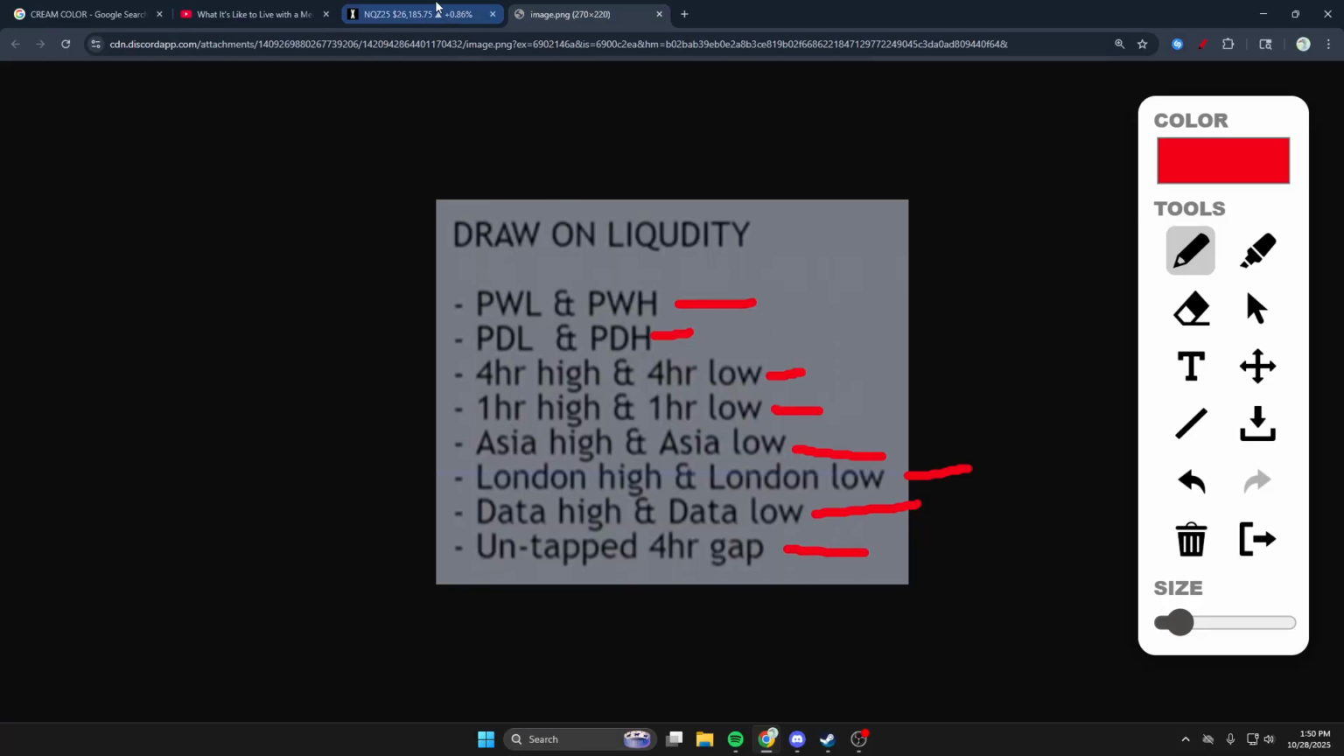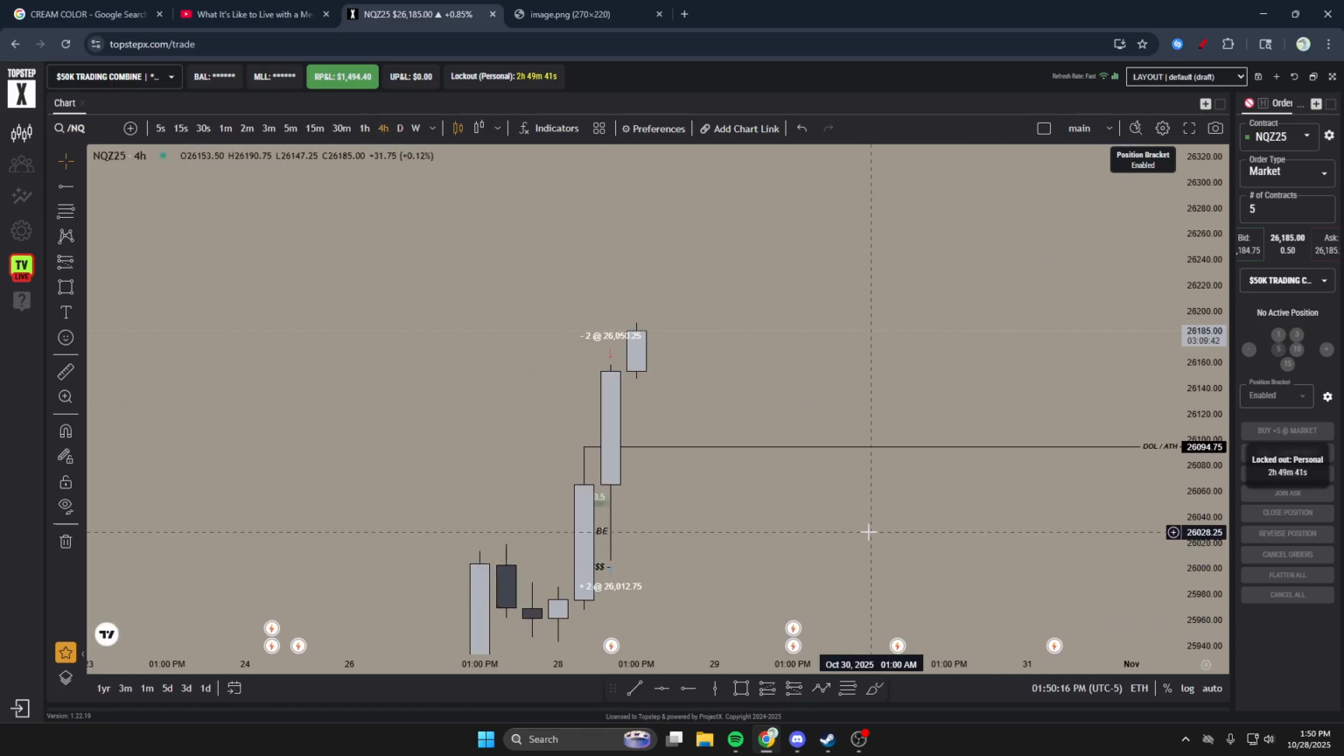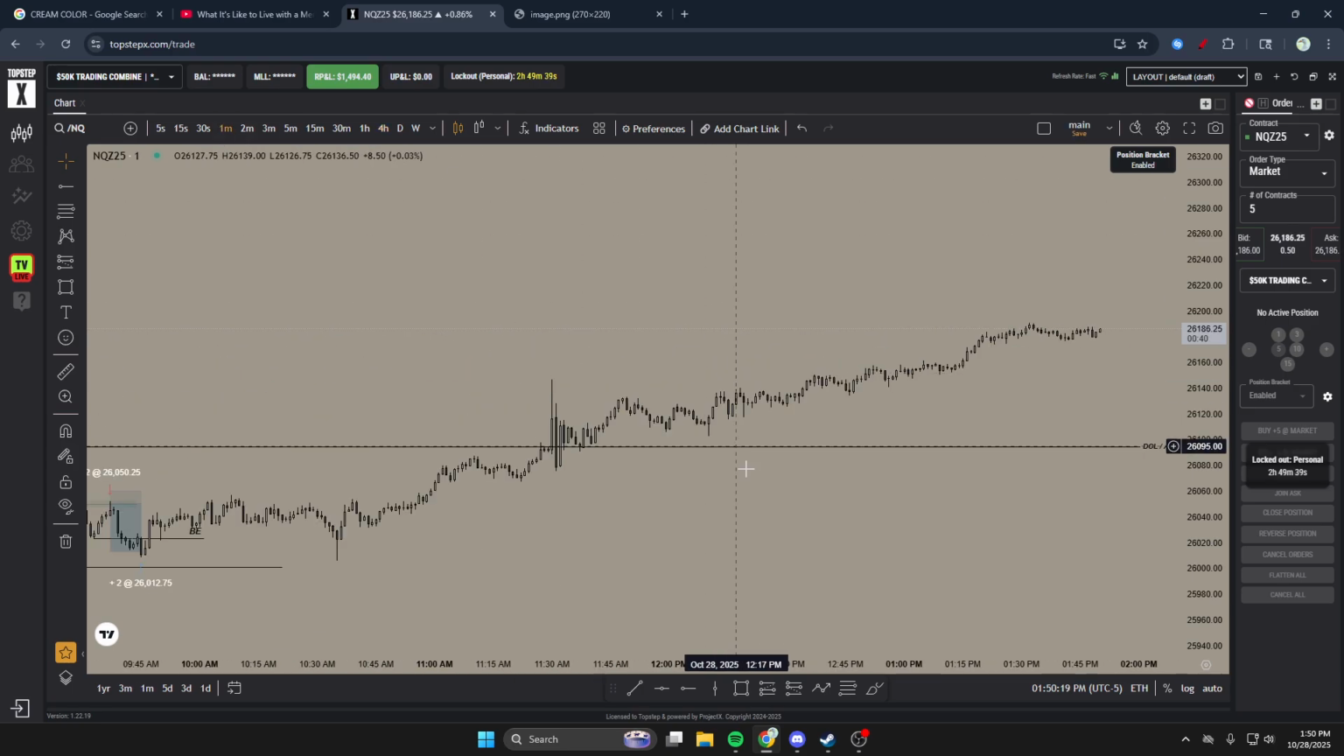What else do we have? Untapped 4-hour gap. I mean, when you're at all-time highs, don't short. Don't really do what I did. It was a beautiful setup, though. I had to take it.